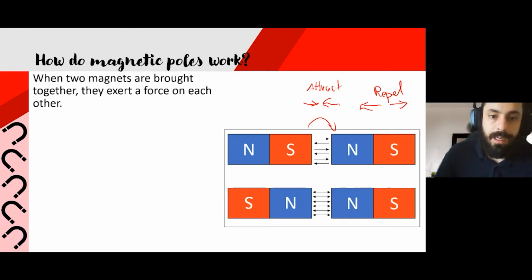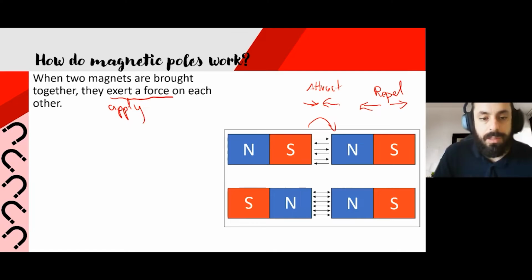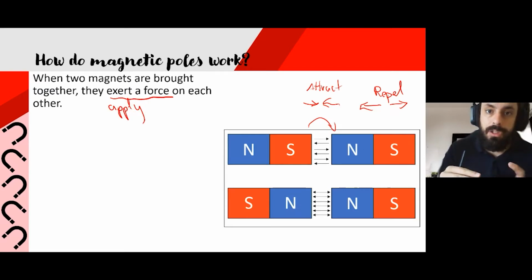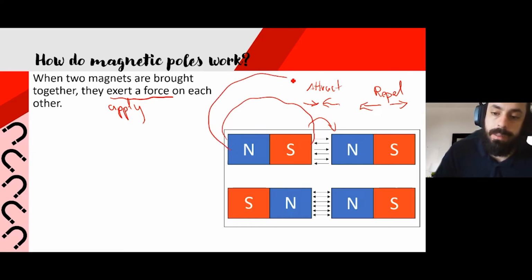When 2 magnets are brought together, the magnetic fields interact and they exert a force on each other. Exert is like apply, okay? So don't worry if you're finding these words a little bit difficult. I know that you're still in year 6, so some of the vocabulary will be a little bit difficult for you, but don't worry, guys. Okay, so exert is the same as apply. When 2 magnets are close to each other, that means that the magnetic fields that they have are also interacting with each other. So remember, magnetic fields can be a little bit like that.